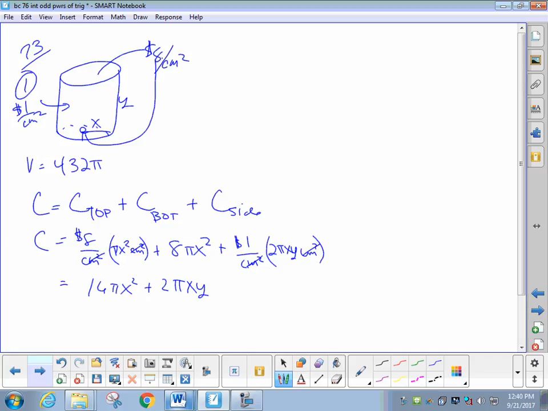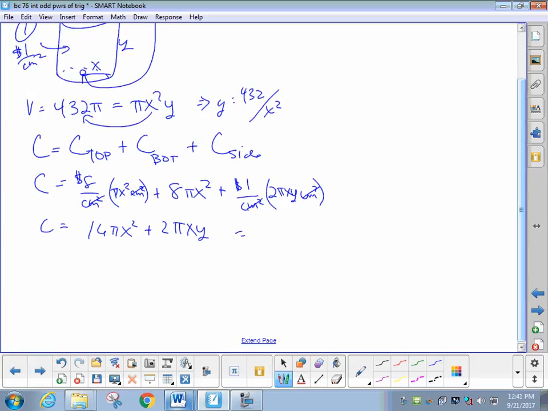I drop the units. If you want to continue with the units, you may. They tend to get a little busy for me. It says in terms of x now. So what do I put in terms of x? Well, pi x squared times y must be 432. Well, you can count on the top. I see. So y is 432 over pi x squared.